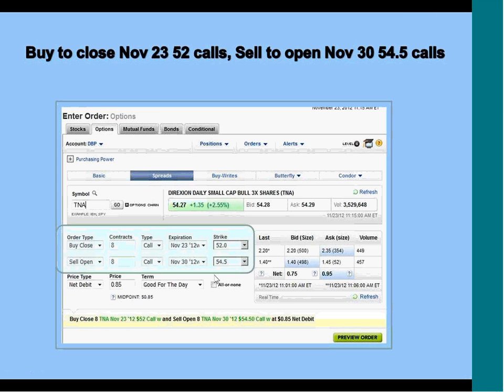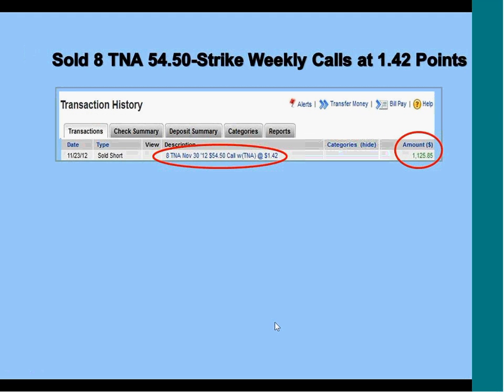And we can see with TNA trading at 54.27, if I sell the 54.5 strike, that's actually out of the money, and that's all time premium. So I actually collected 1.42 points for each contract for this weekly option. I collected a total of $1,125 for this weekly option trade. Again, that was all time value, so that all becomes profit at option expiration, regardless of the price movement of TNA.